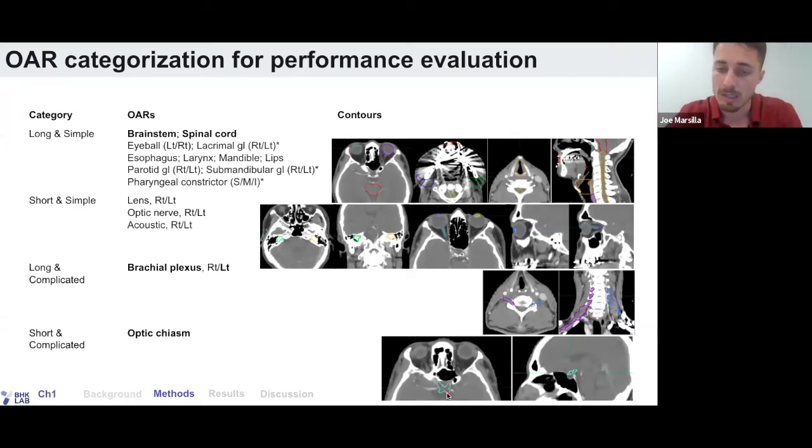So a very low DICE for a chiasm might still be clinically acceptable, because as a consensus, doctors are variable in how they define that specific organ at risk.